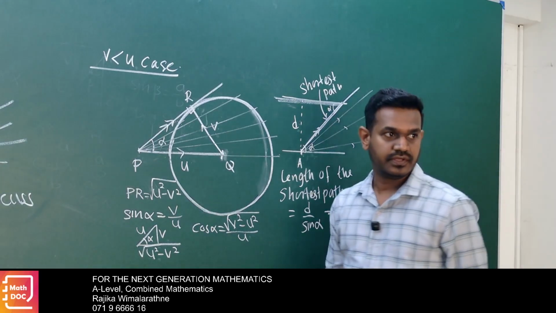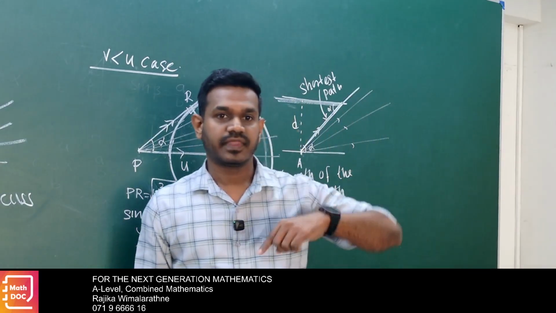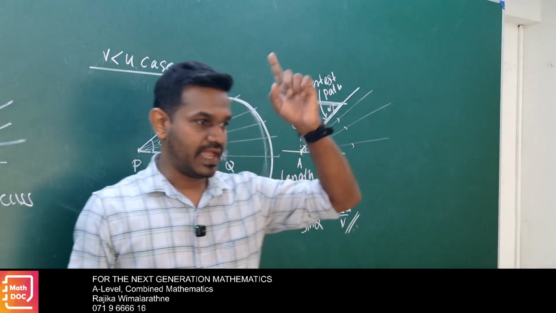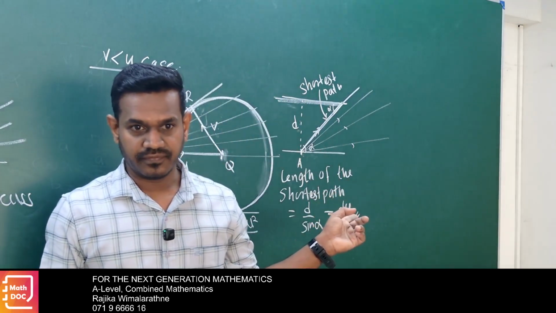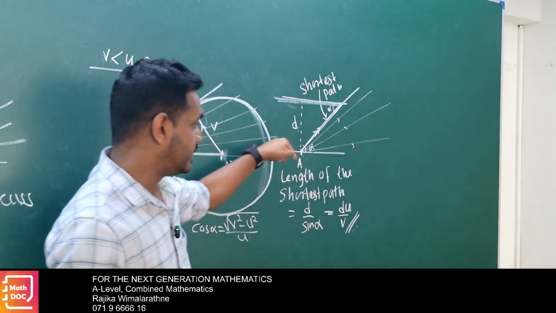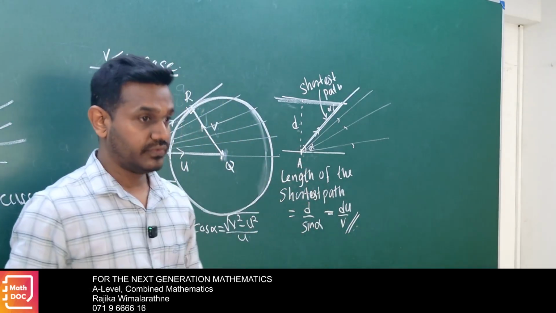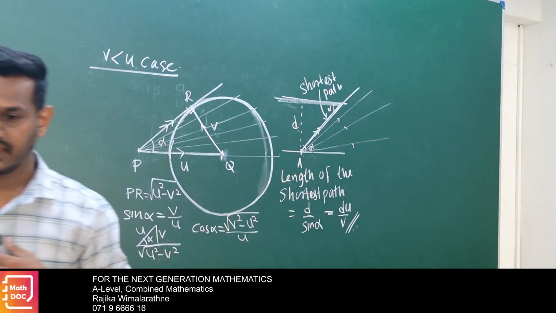In the previous case we could move perpendicular to the bank, but in this case we can't move, so that will be the shortest path, DU divided by V. Okay, complete.